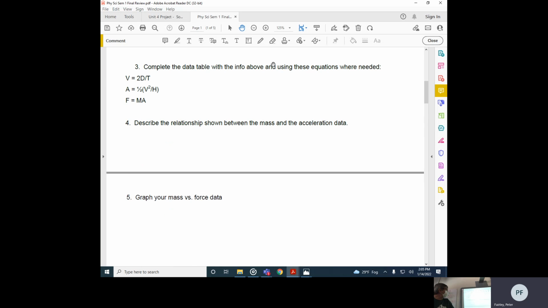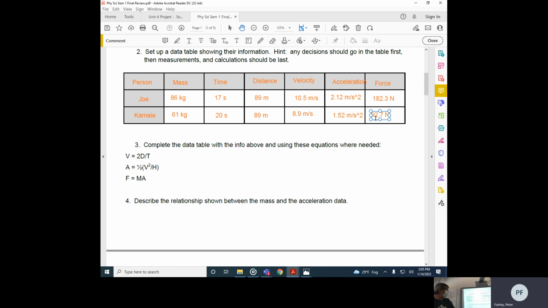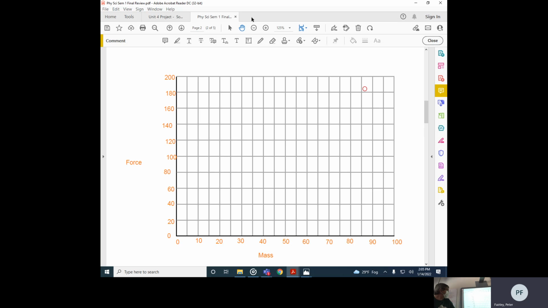And let's see, what was Kamala? She was 61 and 92. 61 and 92 for her. There's 60. Where's 90? Right about there. So we only have to graph 2 points on this one, huh?